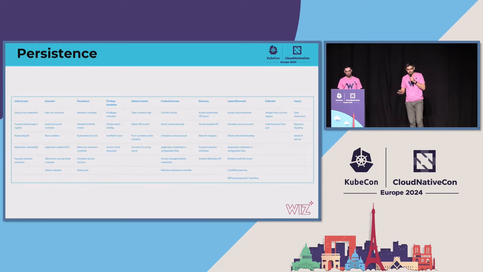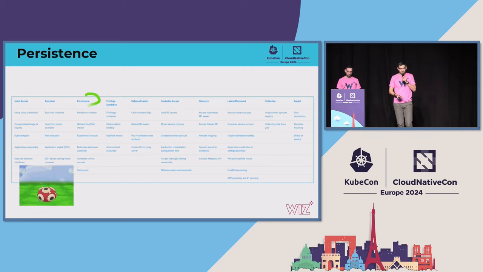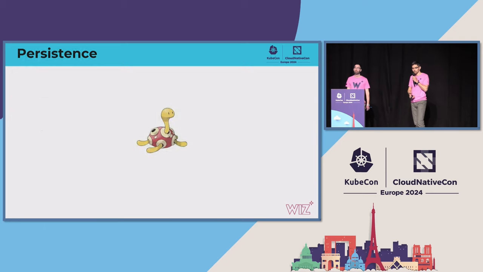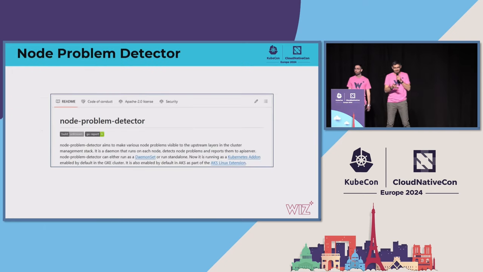OK, let's dive into the specific use cases. I will start with persistence. For this, we'll use our Shackle Pokemon, which is a symbol of persistence, of course. So as a symbol of persistence, we'll abuse the node problem detector.